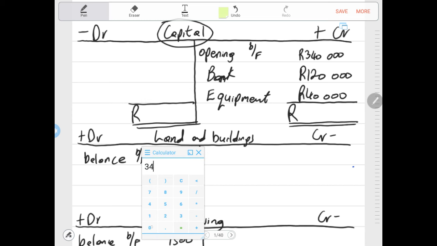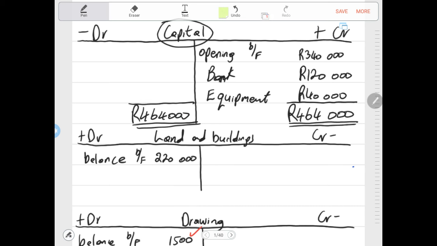Also, 340,000 rands plus 120,000 rands plus 40,000 rands. So this gives us 464,000 rands. If there is no amount on the left hand side, or on the debit side or on the credit side, you only write the total and you take this total, you record it in the trial balance.